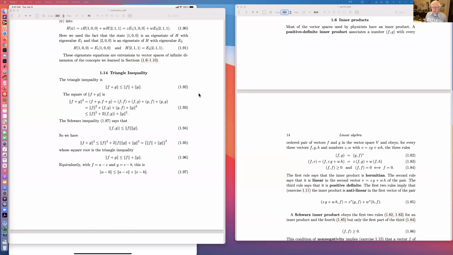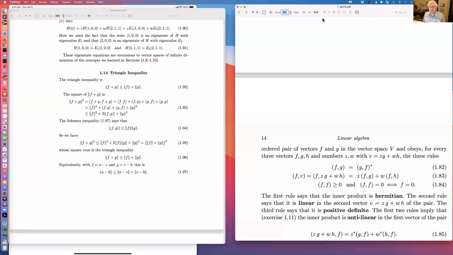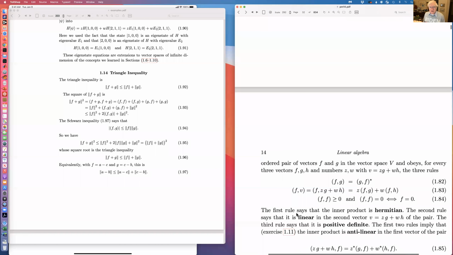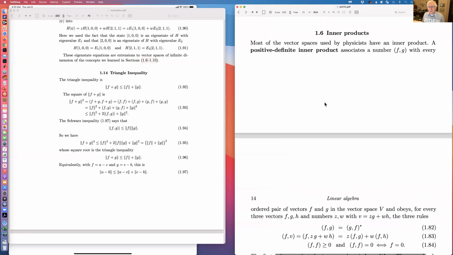It's, first of all, inner products. Here, let's make this bigger so that people who are half asleep can see it, read it. Inner products are really important in geometry and in quantum mechanics.